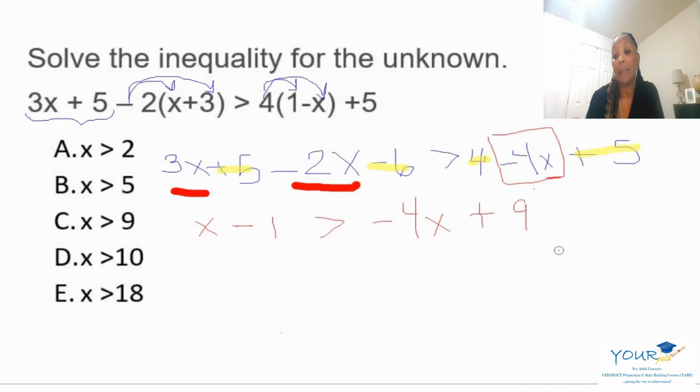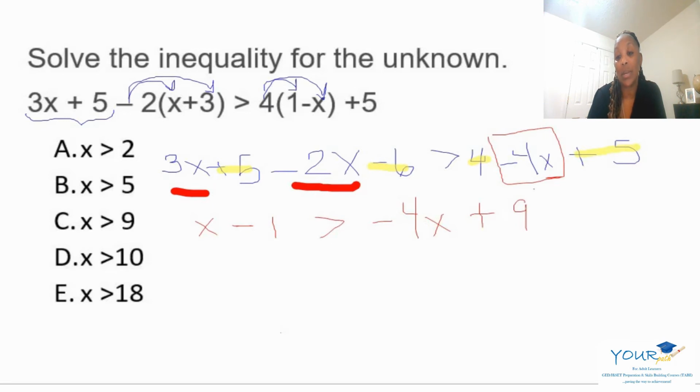So now we have combined our like terms, and now we're ready to isolate our x so that we can find out what is our unknown. What is the value of our unknown? In this case, the way we isolate our x is we need to get rid of some of our terms so that we can get our x by itself.